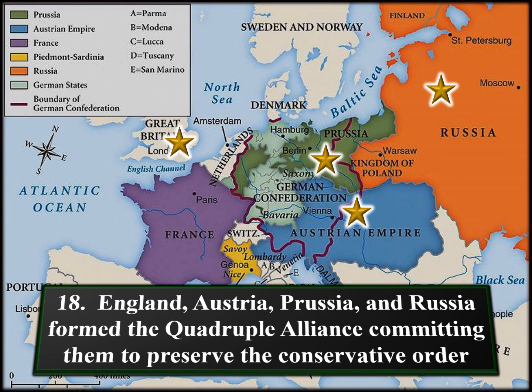England, Austria, Prussia, and Russia all formed first what's called the Quadruple Alliance, committing them to preserve the conservative order throughout Europe. Eventually, this will give way to what will be known as the Concert of Europe that I mentioned on the previous slide.